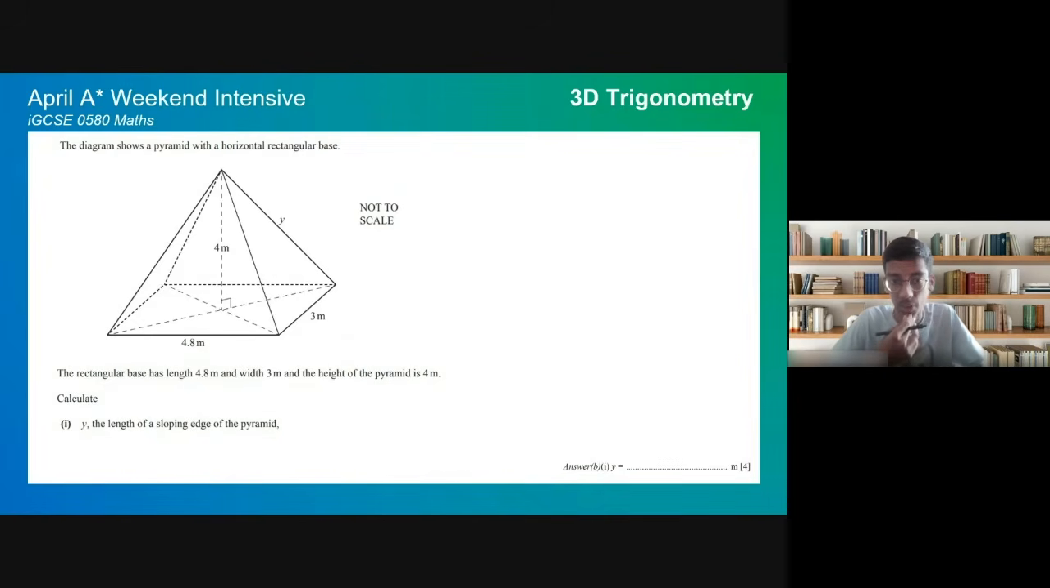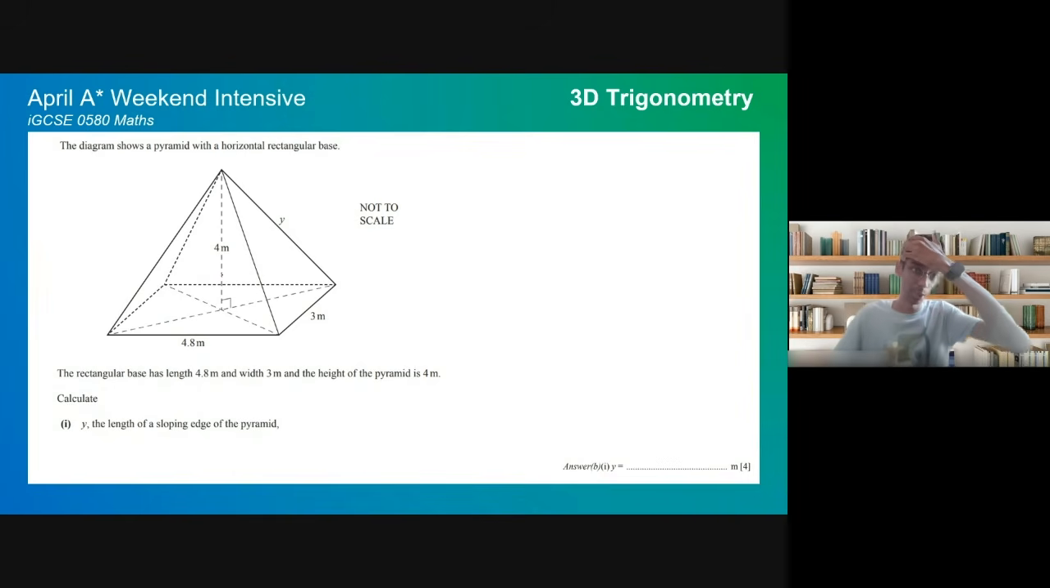And now we're moving to a topic again that requires you to be good with shapes, to be able to visualize the diagram in front of you. So we've got a pyramid here and a rectangular base. So we want to calculate y, which is the length of a sloping edge of the pyramid.